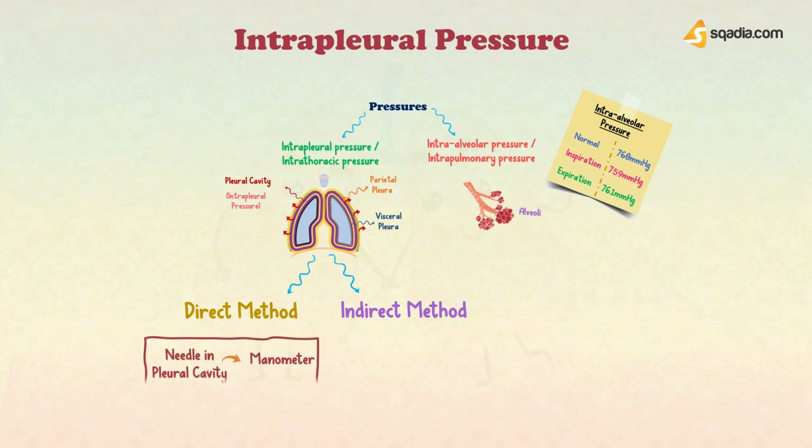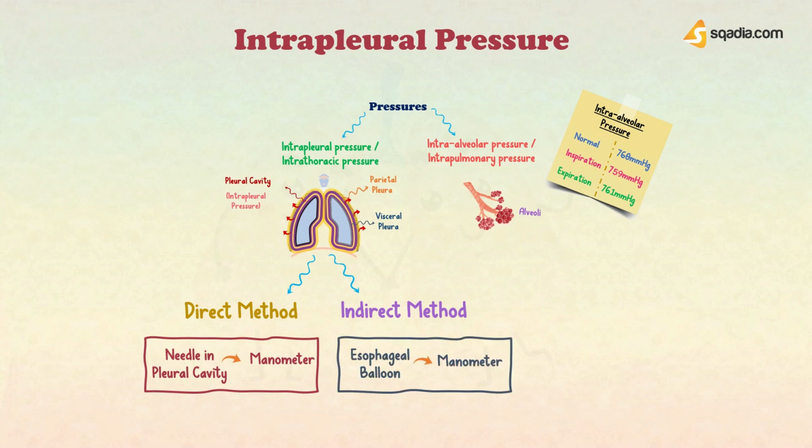In the direct method, the intrapleural pressure is determined by introducing a needle into the pleural cavity and connecting the needle to a mercury manometer. In the indirect method, intrapleural pressure is measured by introducing an esophageal balloon, which is connected to a manometer, and the intrapleural pressure is considered equivalent to the pressure existing in the esophagus.